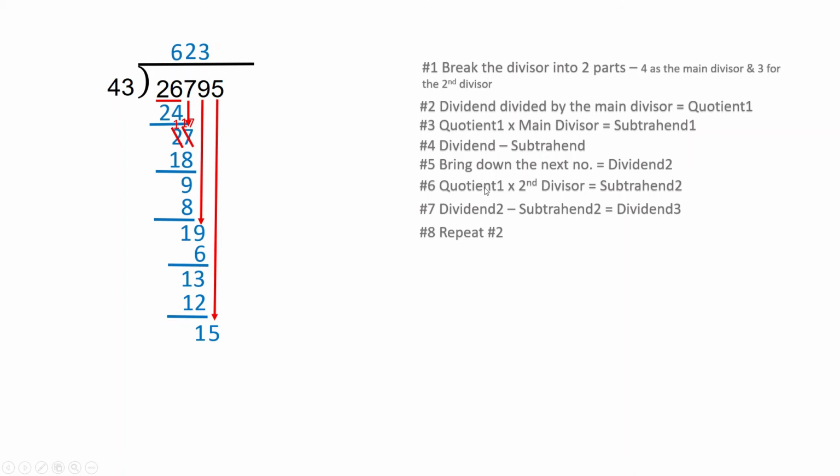And then, quotient na 3, i-multiply natin sa second divisor na 3. So, 3 times 3 is equals to 9. So, yung 15 minus 9 is equals to 6. So, since wala na tayong number dito, yung last number natin is 5, which is na lagay natin sa ibaba. So, yung remainder natin is 6. So, yung answer natin dito is 623 with a remainder of 6.